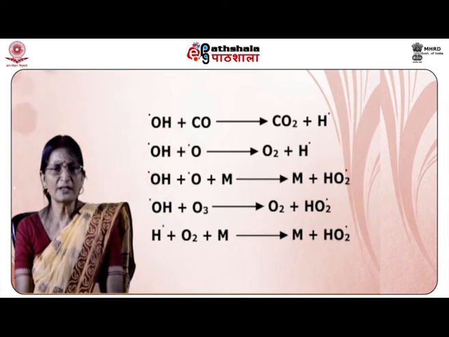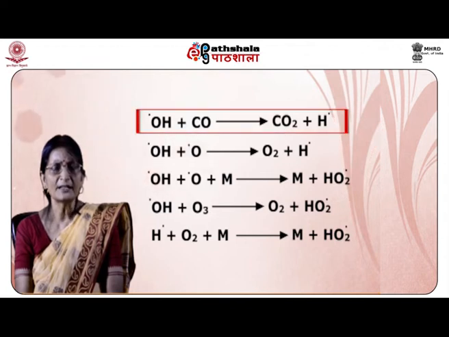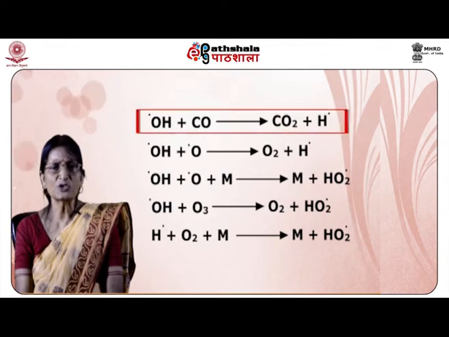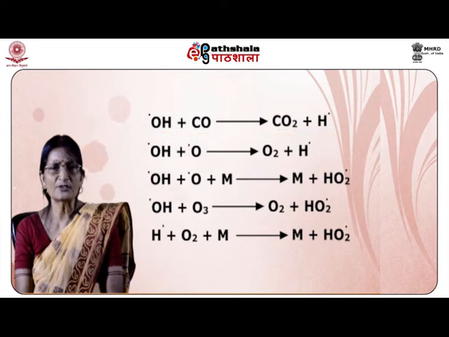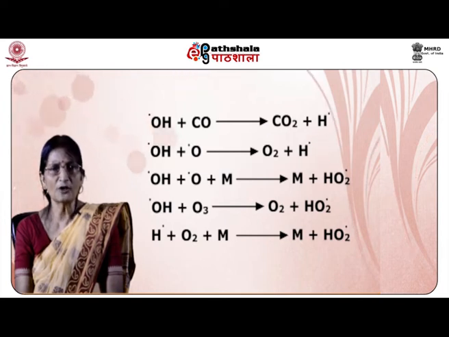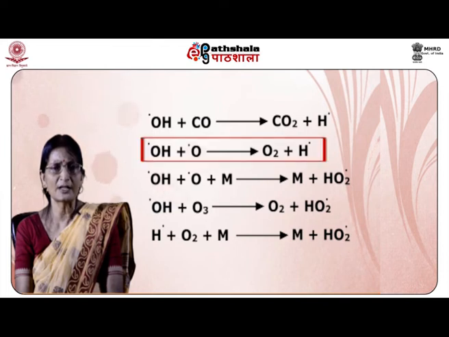In the troposphere, hydrogen and hydroperoxy radicals are produced by a number of reactions, and the sequence is somewhat like this. A hydroxyl radical can combine with carbon monoxide, which is present due to insufficient burning of fuels, and this gives rise to carbon dioxide and atomic hydrogen. The hydroxyl radical can also combine with atomic oxygen to give molecular oxygen and atomic hydrogen.